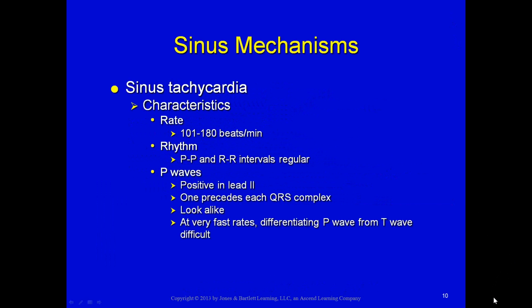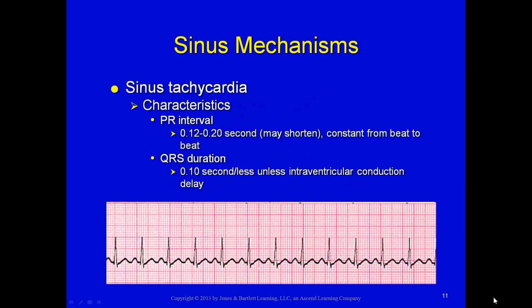So the rate is between 101 and 180. The rhythm is nice and regular. The P to P is regular. The R to R is regular. There's an upright P wave in lead 2. There's one for every QRS. They all look alike. And again, at really fast rates, with everything scrunched together on the paper, it's going to be difficult sometimes to differentiate P waves from T waves. The PR interval is normal, and the QRS width is normal as well.